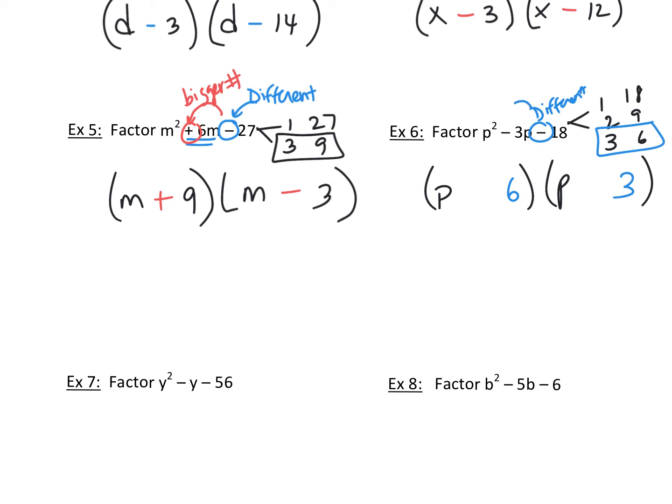But now I go to the middle term. The middle term is negative. This tells me that the bigger number is negative. So this time, the 6 takes the negative and the 3 takes the positive, because when I multiply negative 6 times 3, I get negative 18, but when I add negative 6 plus 3, my sum is negative 3.